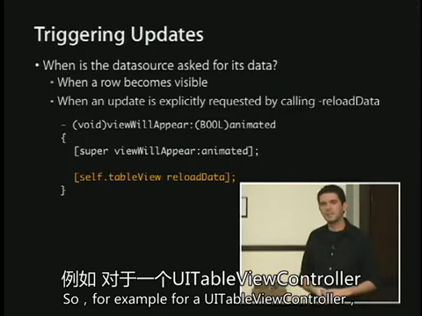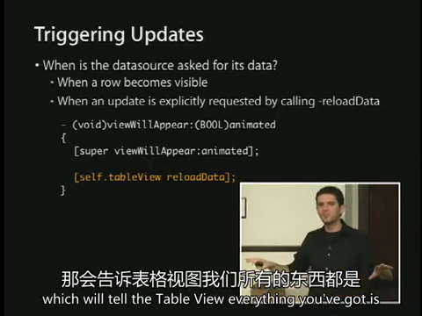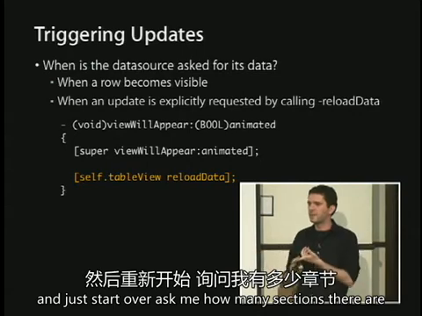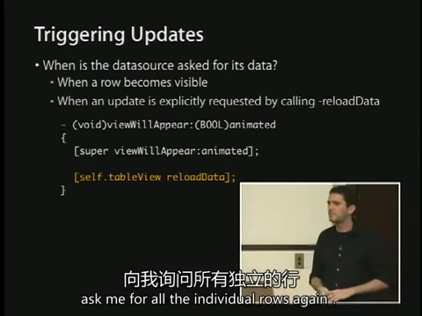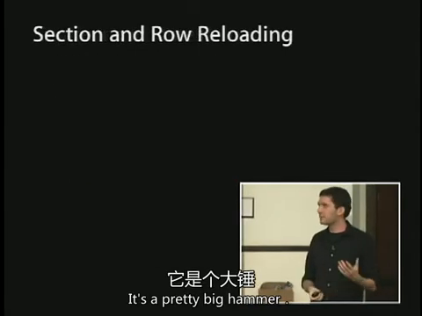So for example, if we're in a UITableViewController, we can call self.tableView and call reloadData, which will tell the table view everything you've got is invalid, put all of your cells in the reuse queue, and just start over. Ask me how many sections there are, how many rows in each section, ask me for all the individual rows again. It reloads everything. It's a pretty big hammer.